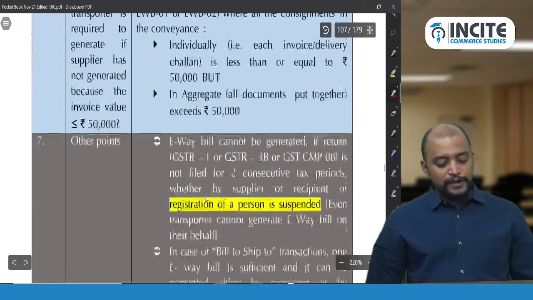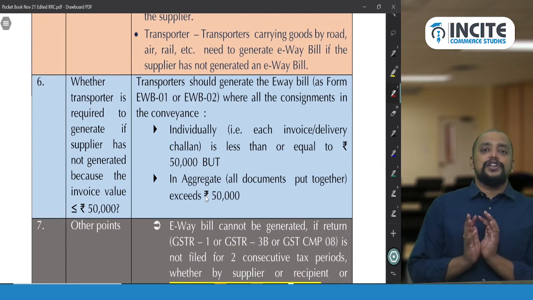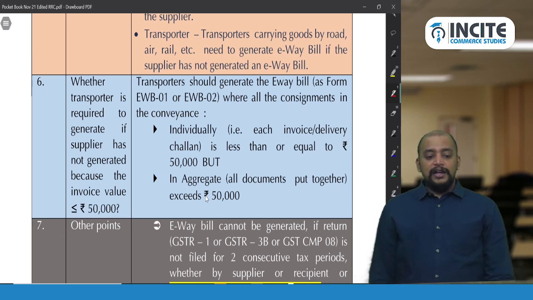So this is with respect to e-way bill summary. This much you need to remember. Okay. Any doubt in this here?